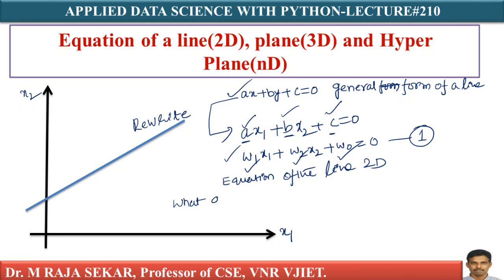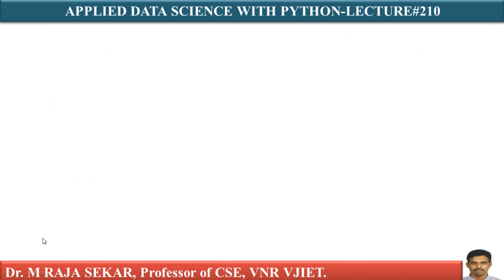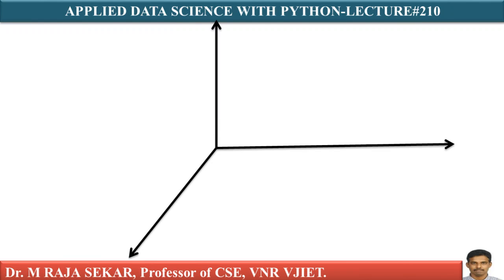Now how can I write the equation? What about 3D? In 3D, how many variables can we have? We will try to understand about 3D. If you want to write an equation in 3D, how can I write it? Just see, how many axes do I have here? This one is my x1 axis. This one is our x2 axis, isn't it? And this one is the x3 axis.